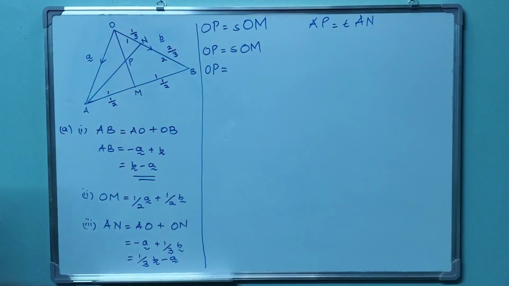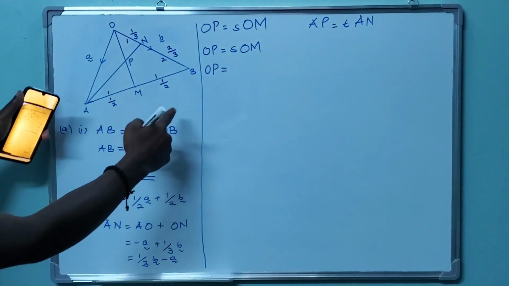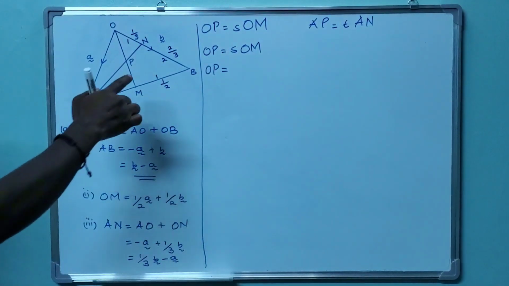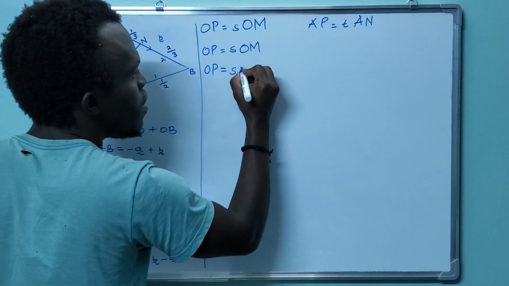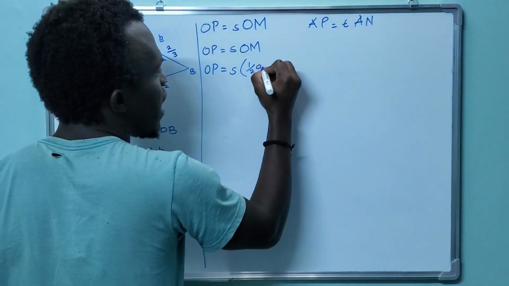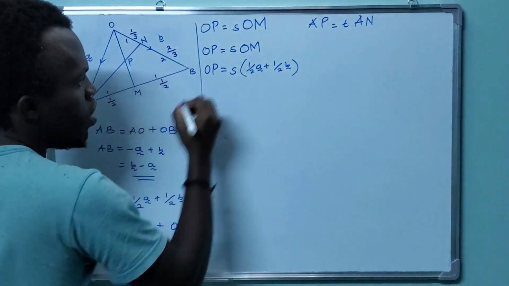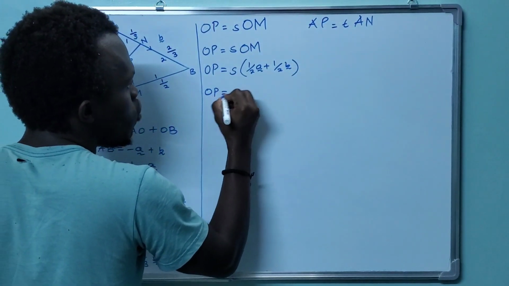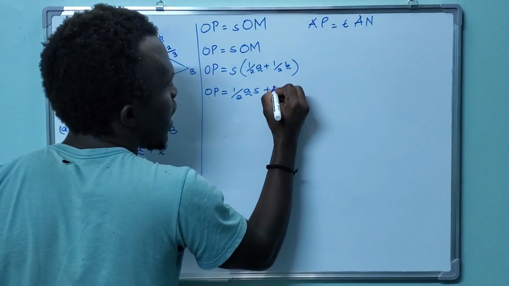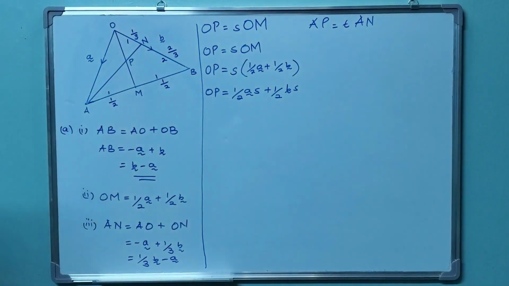Now, in most cases, the values that we are usually told to find here, we've always gotten them in this specific area here. So, OP is going to be S OM. What is my OM? My OM is a half vector A plus a half vector B, which means OP is going to be a half vector A S plus a half vector B S. That is going to be my OP.